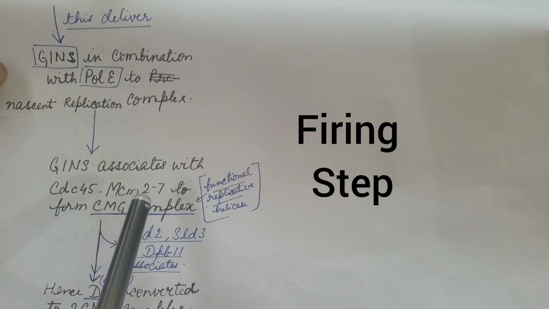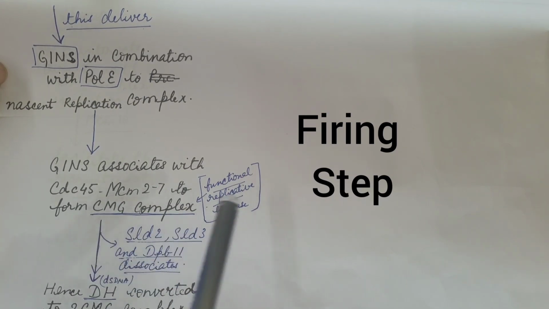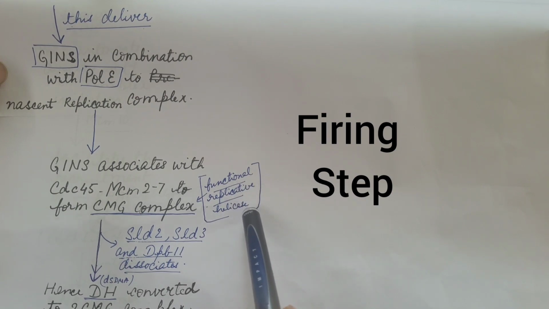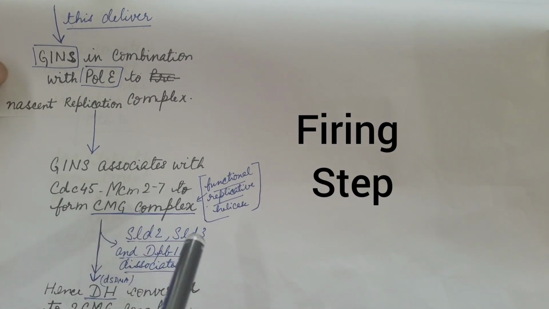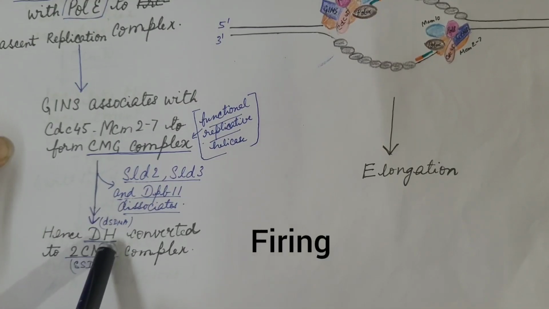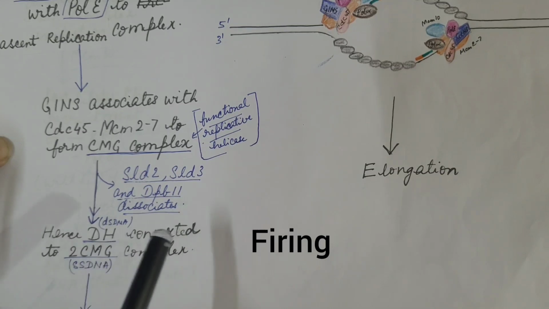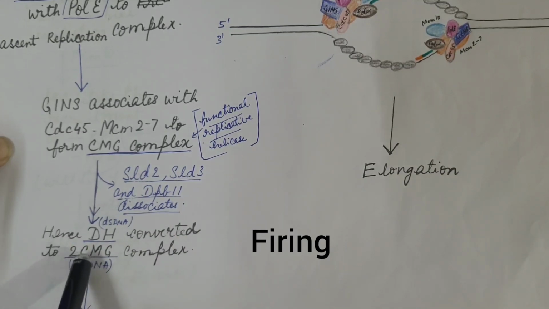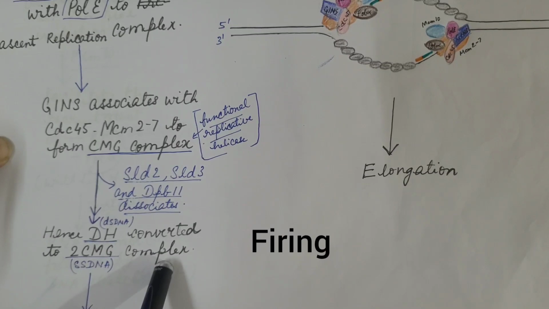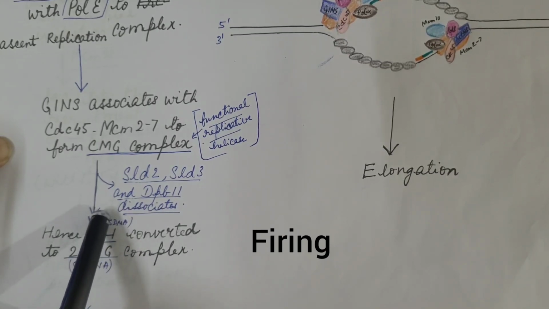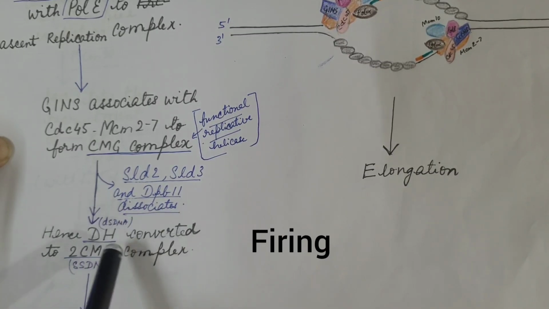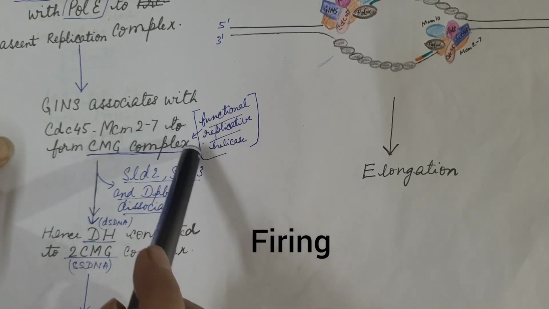CDC45, MCM2-7 and GINS complex. This is functional replicative helicase. SLD2, SLD3 and DPB11 dissociate. Hence, double hexamer, which we discussed earlier, is now converted into 2-CMG complex. This double hexamer encircles double-stranded DNA, and as it is converted into 2-CMG complex, then it functions as the helicase.